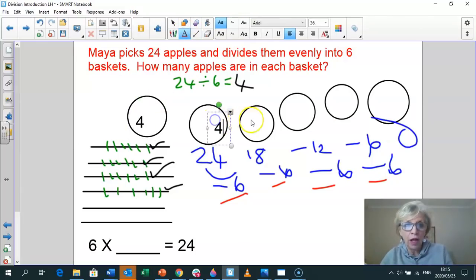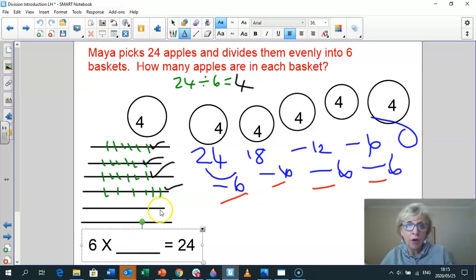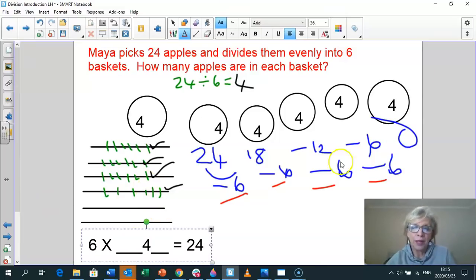4, 8, 12. I'm getting confused. 4, 8, 12, 16, 20, 24. And we know then that 6 times 4 equals 24.